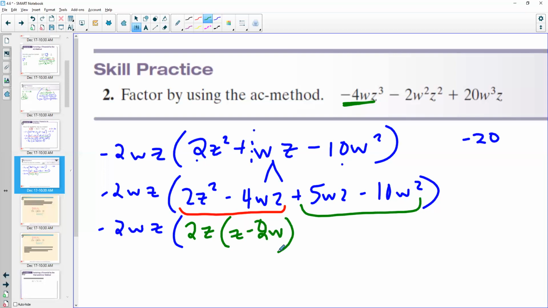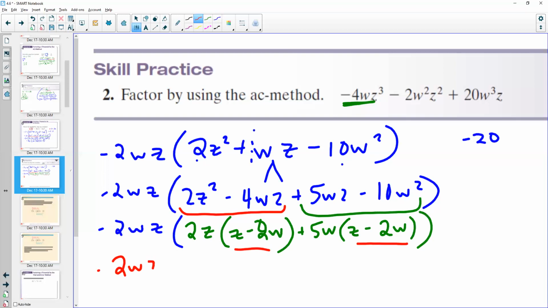What comes out of the second group? 5w, it looks like, right? Plus 5w. I'm left with z minus 2w. Perfect. So here are my binomials. They match. I'm going to keep this negative 2wz at the front. I'm going to pull z minus 2w, because that's my common term, and gather up what's left, 2z plus 5w. If you don't believe me, check.